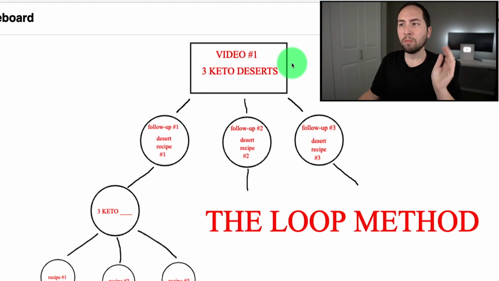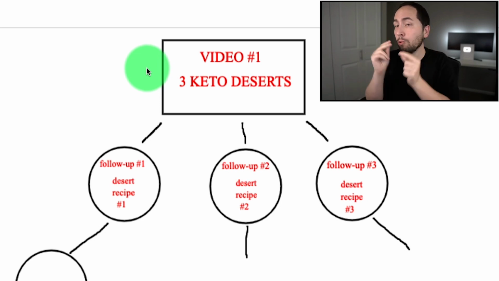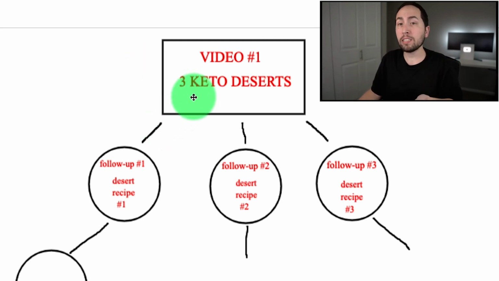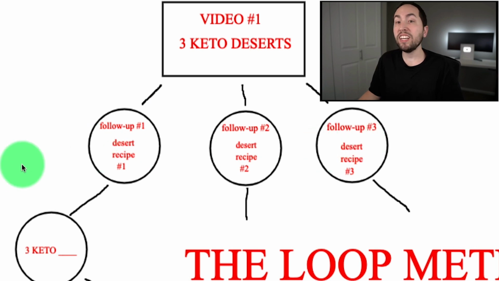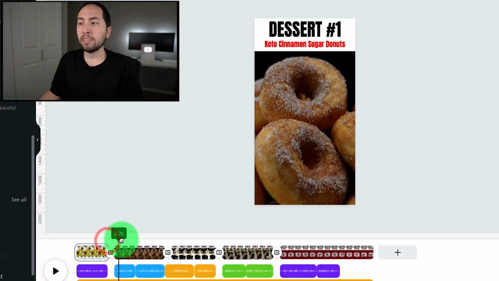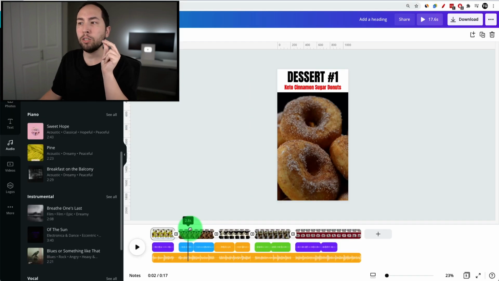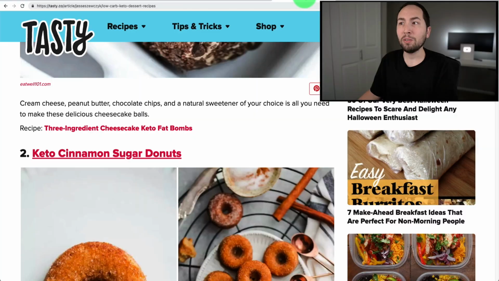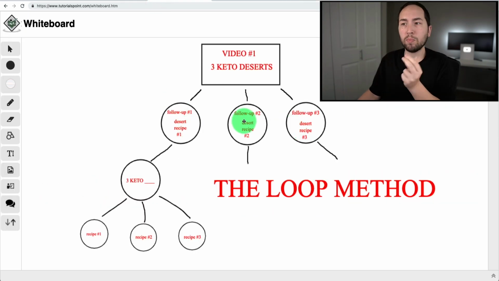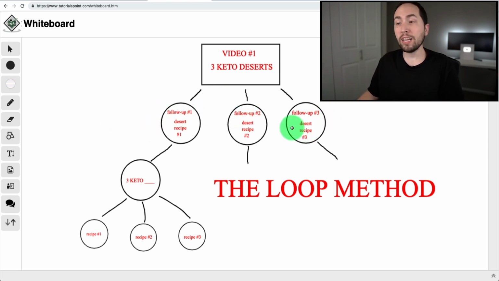So with the loop method, you have video number 1 that we did, 3 keto desserts. Then what you can do is something that YouTube really likes, and that's where you start suggesting them to other videos. So after that, we say full recipes are in the pinned comment. Now you have 3 different videos you can make where it's the same idea as this, except instead of dessert number 1, it's what you need in the recipe number 1, what you need in the recipe number 2. So you're showing the full recipe for just keto cinnamon sugar donuts, which you can get by going right here and getting the recipe. So not only does that give you 3 video ideas, but you're suggesting them to your user in the pinned comment. So now they can see the full dessert recipe for each of those.